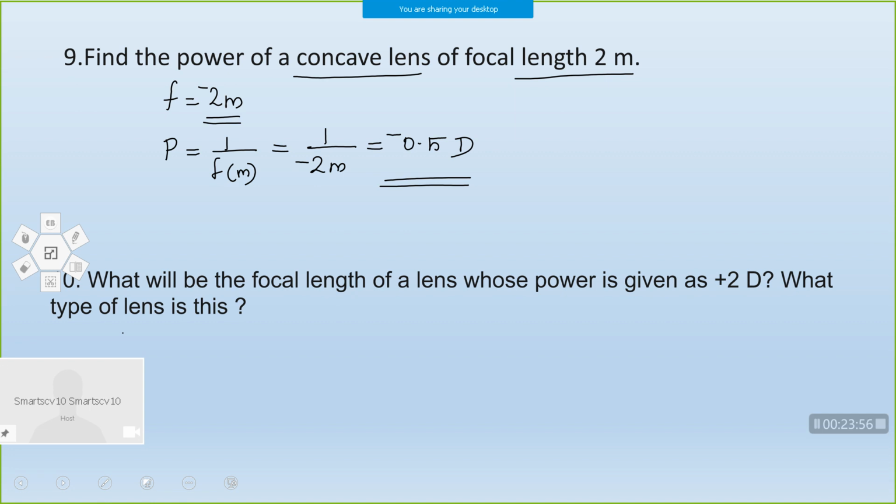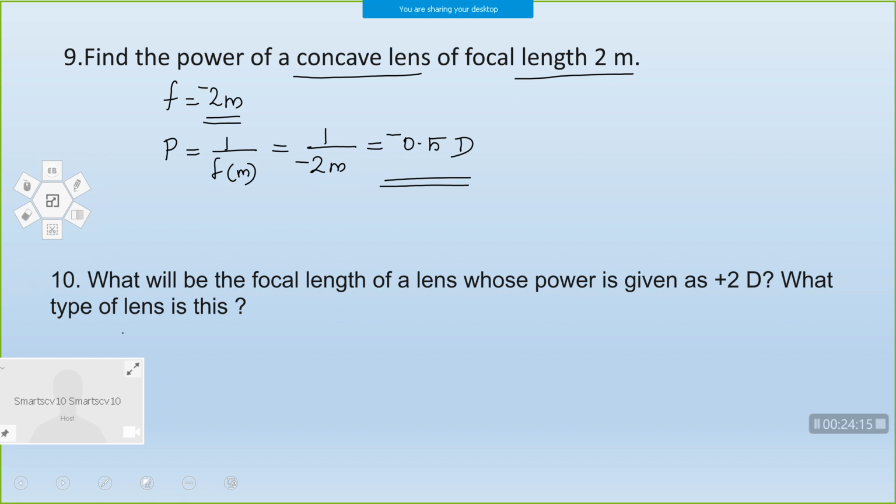You can also do along with me. So power is equal to 1 by F. Focal length, since it is given as a concave lens, you can substitute as minus 2. So you will get the answer as minus 0.5 diopter.